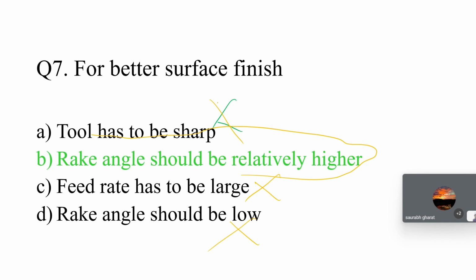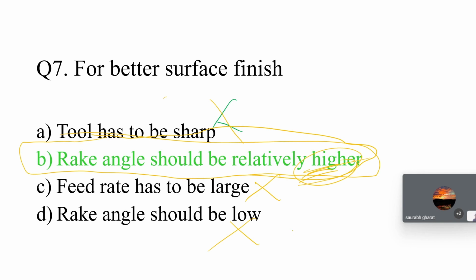The rake angle should be low? If the rake angle is very low, it will form continuous chips. So if the rake angle is high, it will have continuous chips, mostly without a built-up edge. So the rake angle being high is the only correct answer over here. The feed rate being large only produces a bad surface finish, so it is not appropriate. Only this: the rake angle should be relatively higher.